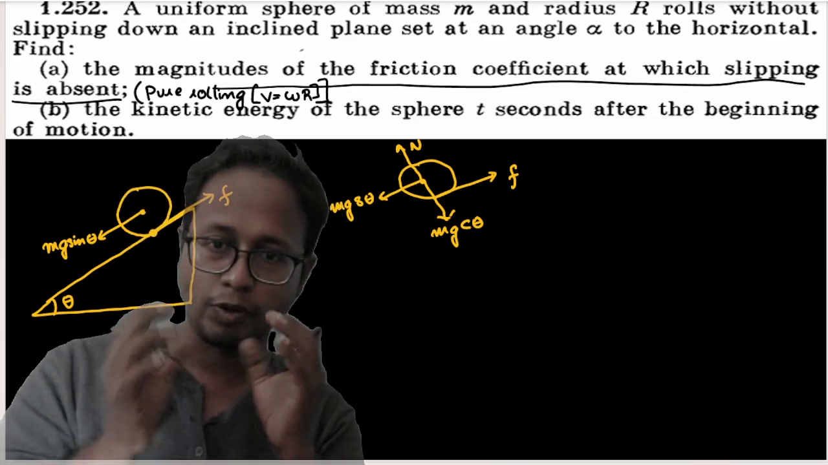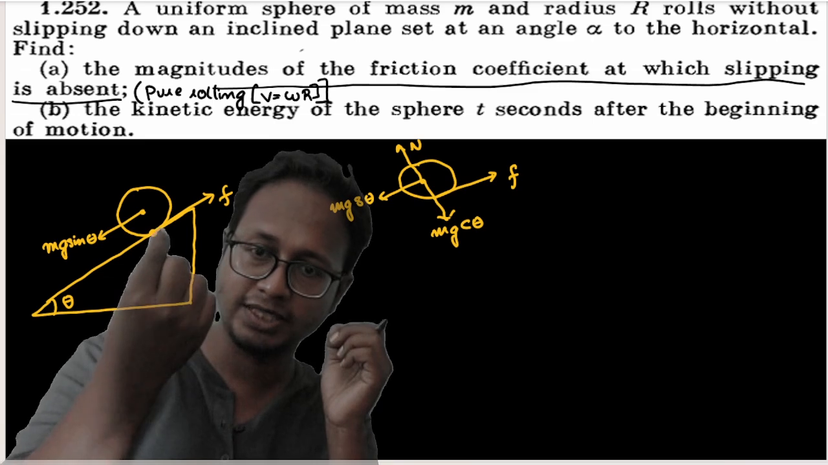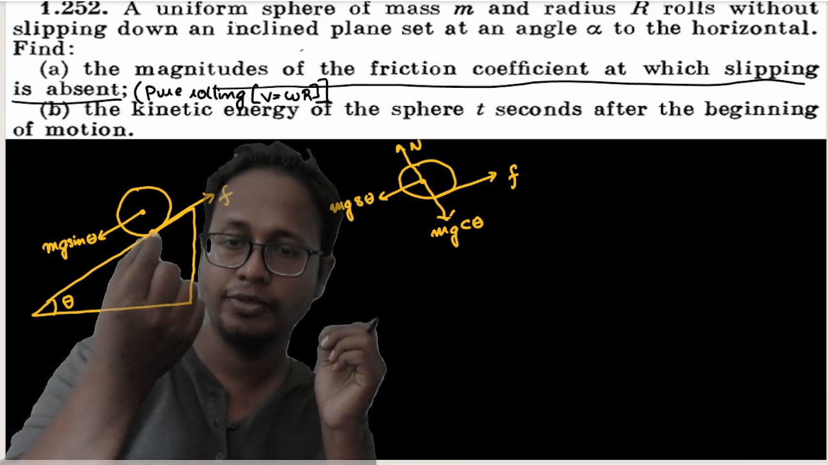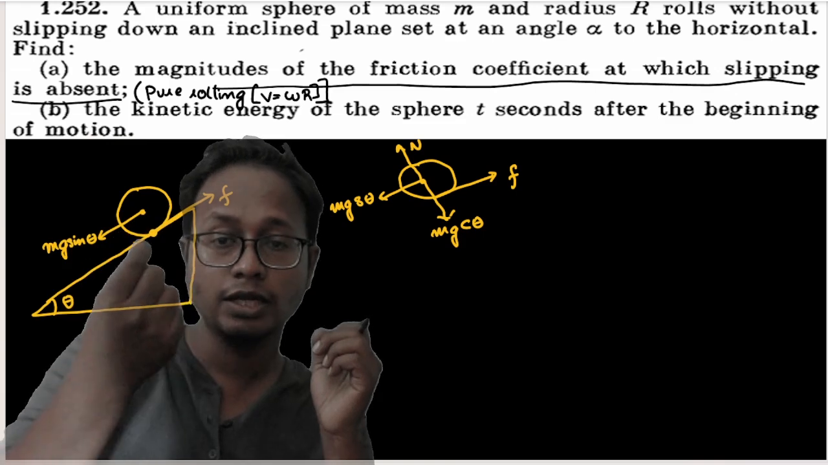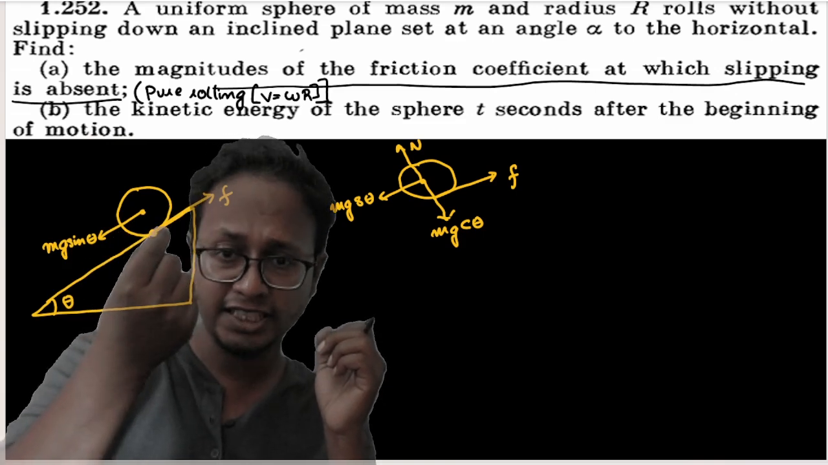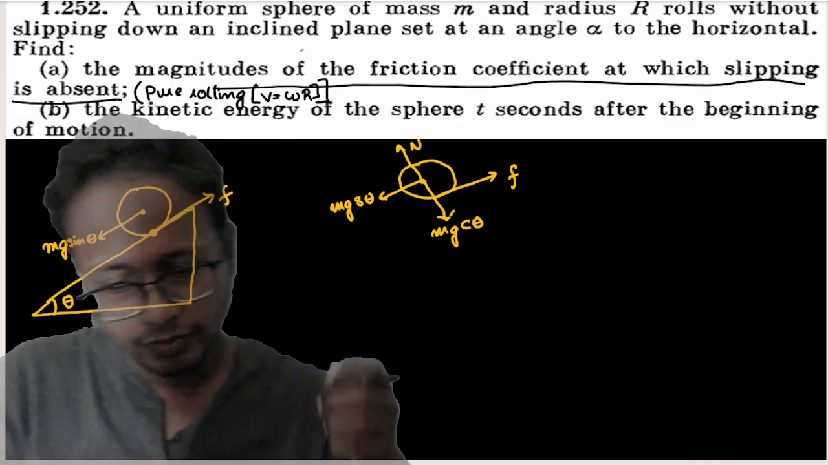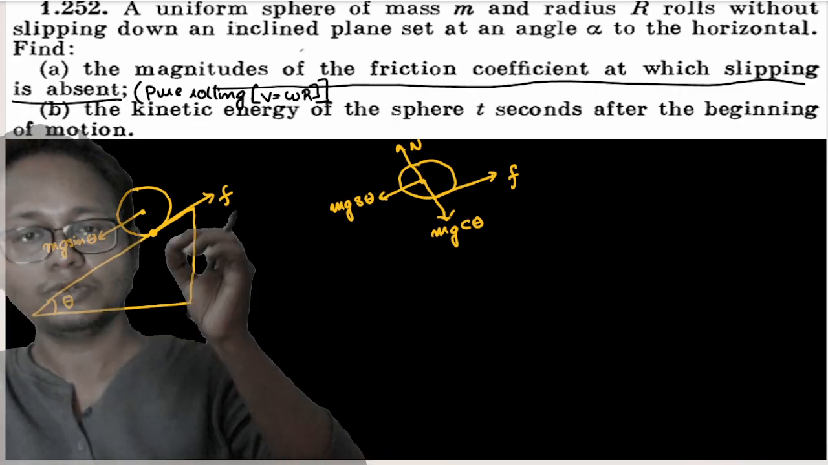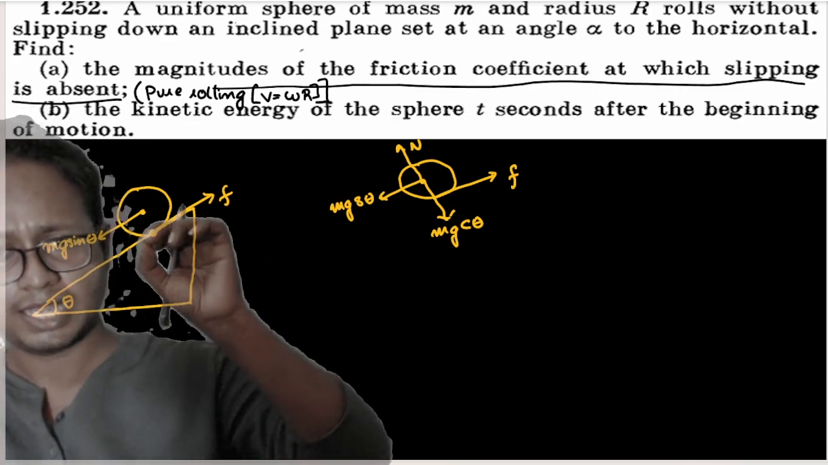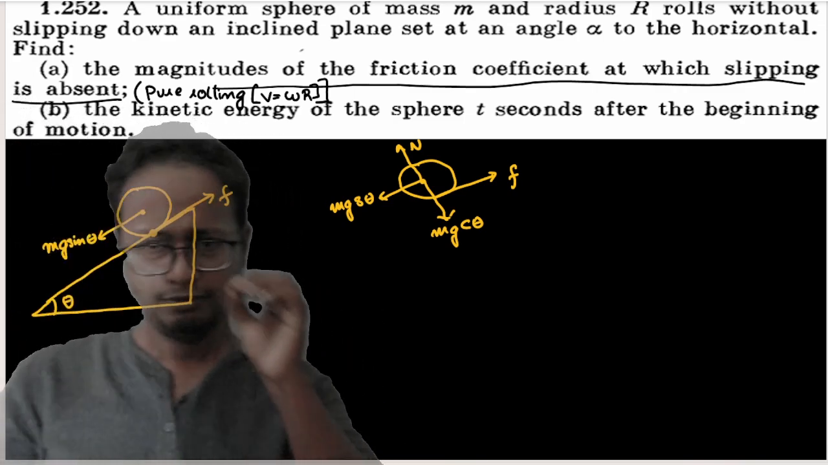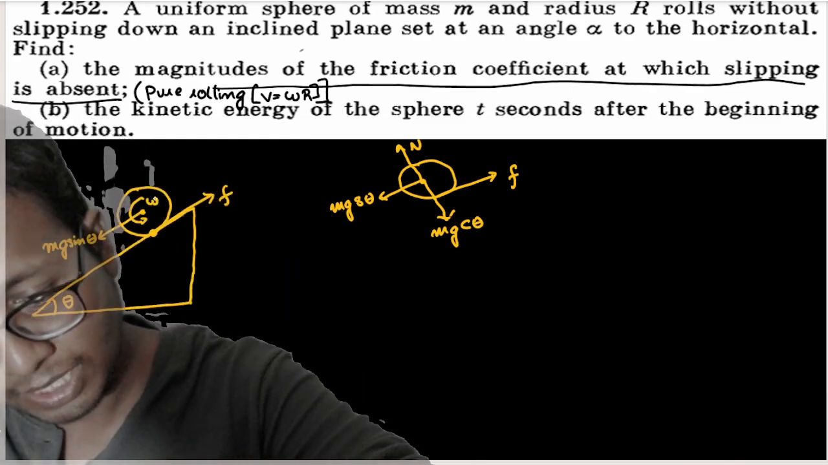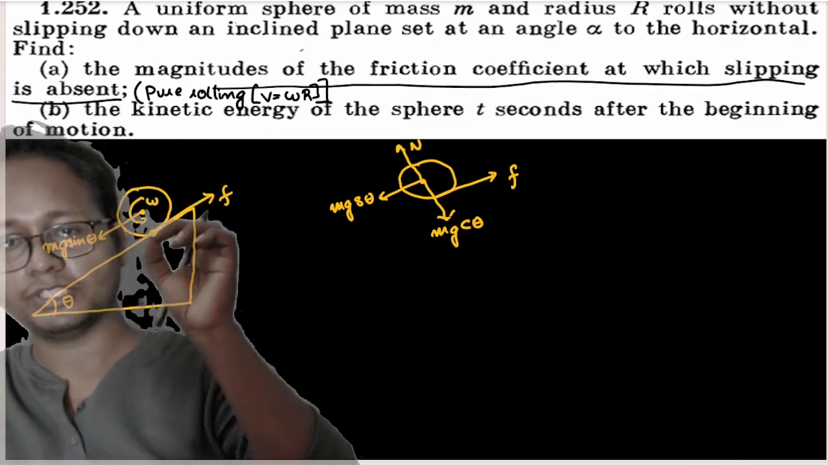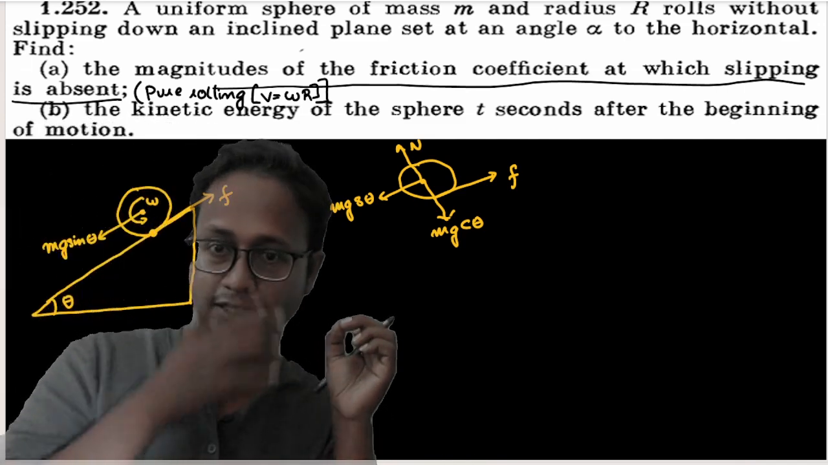So I'm solving this problem with a frame of reference. That means my frame of reference is kept at the instantaneous axis of rotation. For the case of pure rolling, what is the velocity at the instantaneous axis of rotation? 0. Because omega r and v would cancel out each other. Suppose it is rotating with angular velocity omega, so omega r would be in this direction, velocity would be in this direction, and both would cancel out each other.